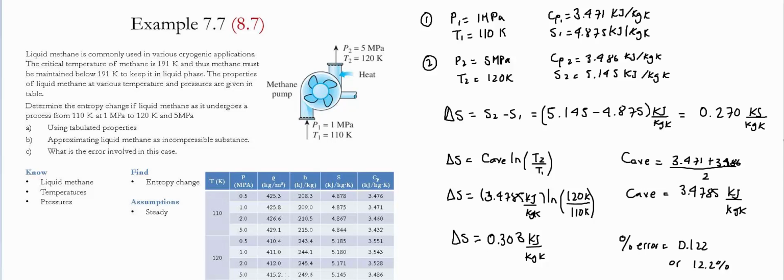The difference that we have in the entropy, it's 12.2%, which is not an extremely high value. It provides a valid possibility if the tabulated data is not provided for cases such as this one.